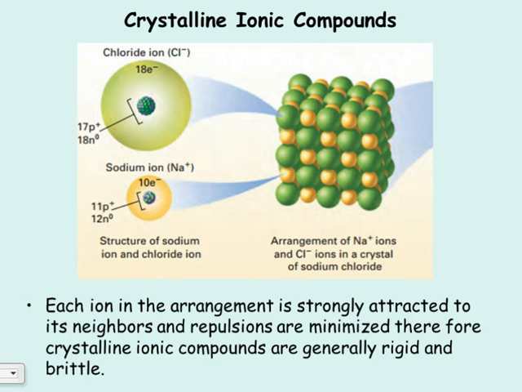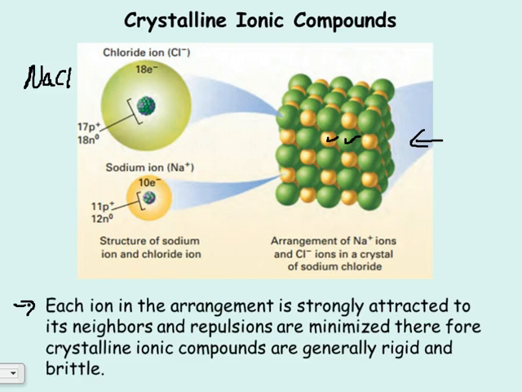Okay, so we would just write NaCl. It'd be 1 sodium to 1 chloride, even though we have many. If you look at this picture here, we have many chlorines and sodiums, but for every 1 chlorine, we have 1 sodium. So each ion in the arrangement is strongly attracted to its neighbors, and repulsions are minimized.